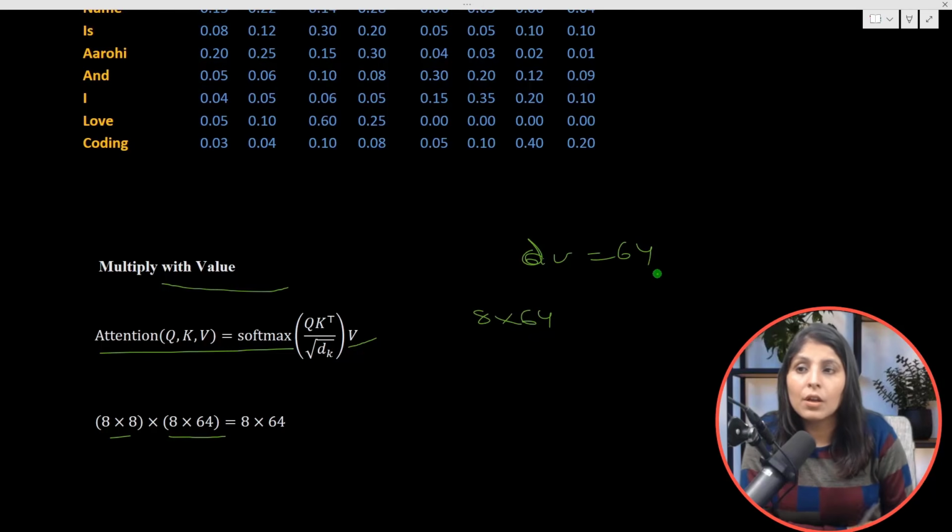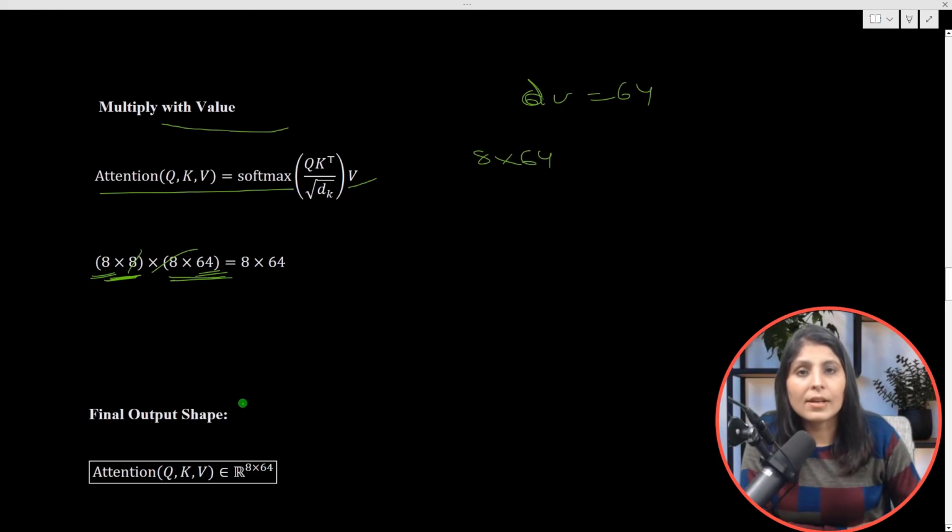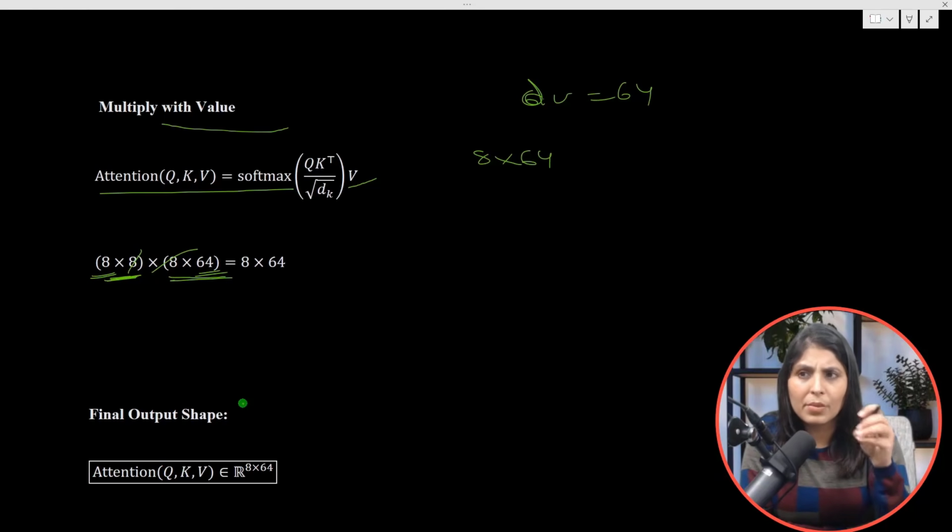Because dv is 64. So our attention matrix is 8 into 8, and we want to multiply our attention matrix with the value matrix, and the size of the value matrix is 8 into 64. Inner dimensions are matching, so we will get a matrix of size 8 into 64. Now we will have 8 rows and 64 columns. Those 64 columns are going to have some numbers in them, right? That is the actual information about that token.